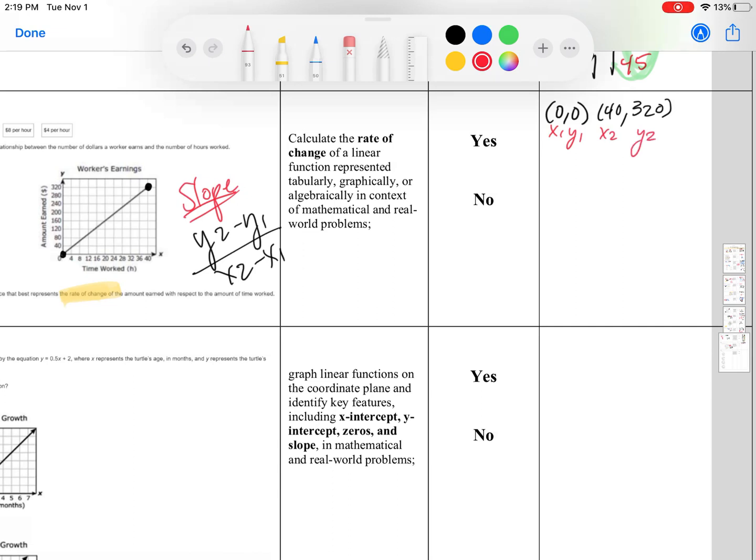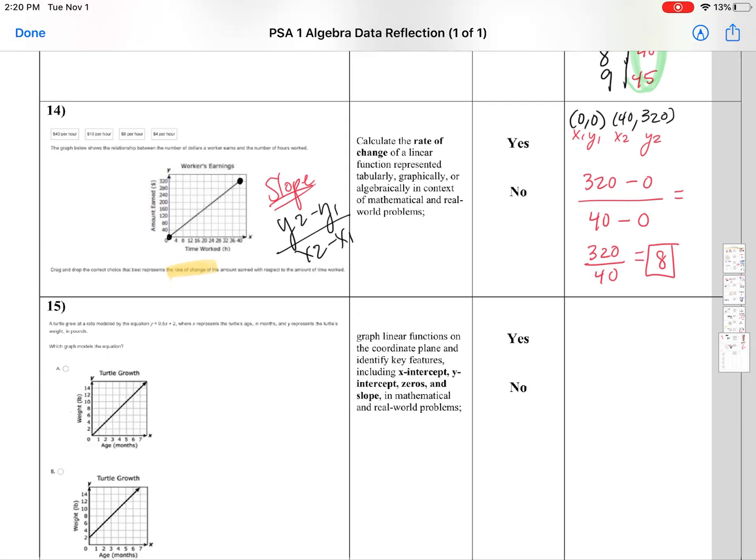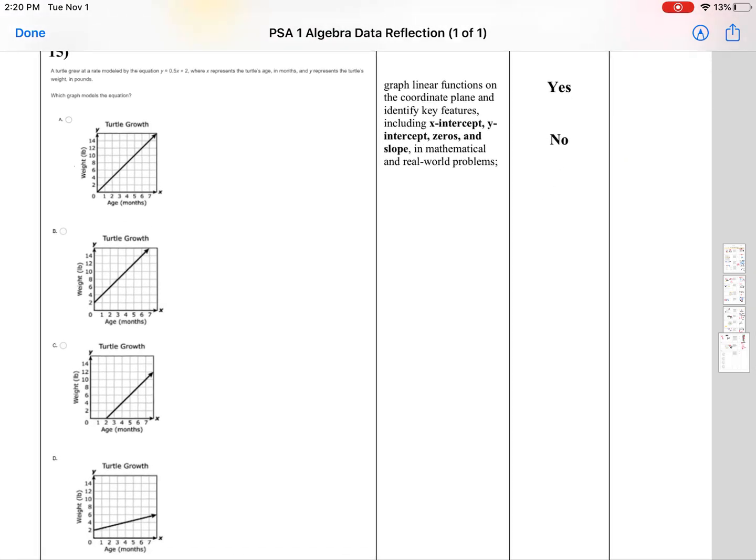So the equation is y2 minus y1 over x2 minus x1. 320 minus 0 is 320. 40 minus 0 is 40. If you did 320 divided by 40, you'd get the answer positive 8. So again, slope, I need 2 perfect points, y2 minus y1 over x2 minus x1. Not too bad. All right, last but not least, number 15.